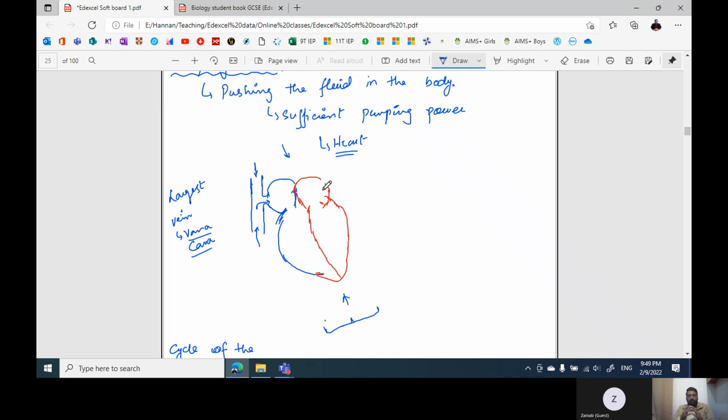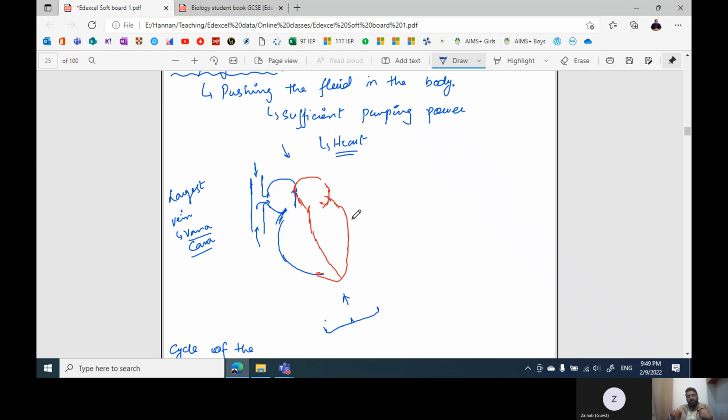If I tell you about my sitting posture, I'm facing the screen right now, the blue side is on my left and the red side is on my right. But actually, you have to assume the side of the heart according to your sitting posture. If your right is my left, it doesn't mean that the chambers of the heart would change.